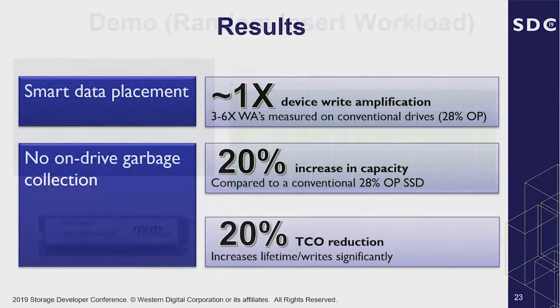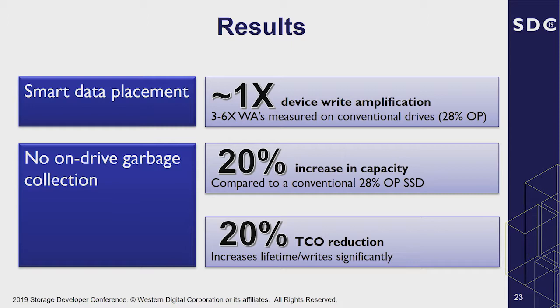So let's talk about the results. What did you gain from this exercise? Well, by doing smart data placement, we get close to 1x device write amplification in this use case. And that's compared to 3 to 6x, which we measured on conventional drives, depending on the exact workload. And that was done with a reference drive with 28% over provisioning.